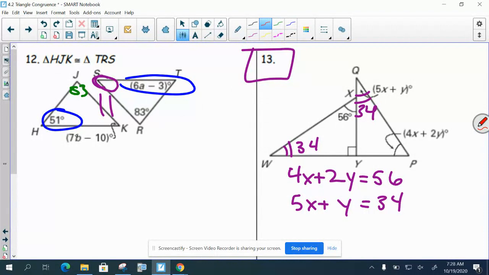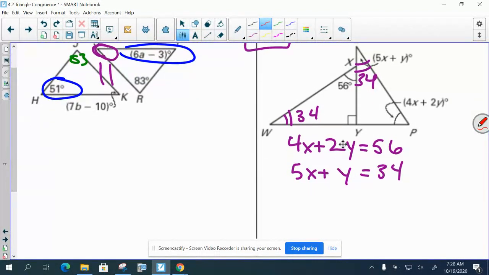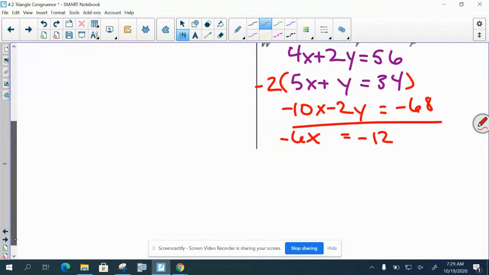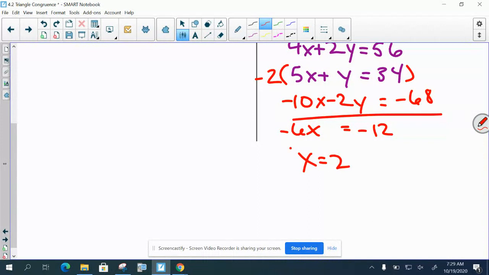So remember from systems of equations, you would have to get it so that one of the variables cancels out by multiplying one equation by a number. So as you can see, the y's, if we multiplied the second equation by -2, then we could get the y's to cancel. So then this would turn out to be negative 10x minus 2y equals negative 68. So let's add those up. So we would get negative 6x, the y's cancel, equals negative 12. Keep trying to put this down. There we go. So then x is equal to 2.